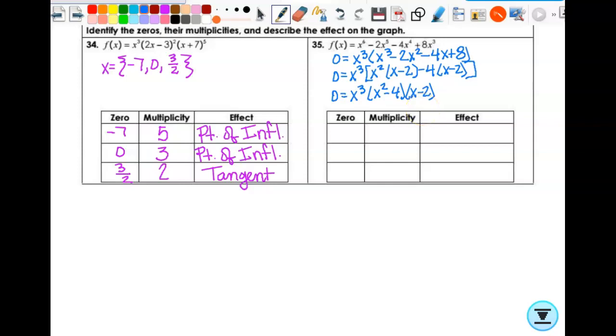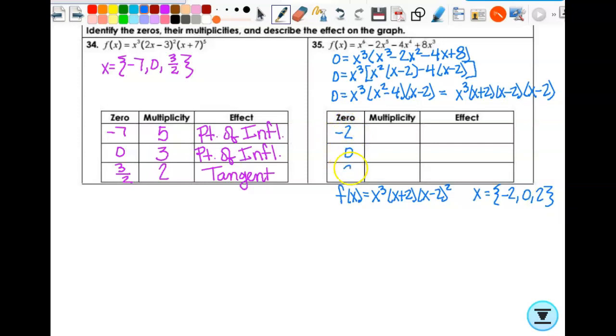And I've written too big. I'm running out of room, so I can still factor that. So I get x cubed times x plus 2 times x minus 2 times x minus 2. All right, which means that I have f of x is equal to x cubed times x plus 2 times x minus 2 squared. All right, so then my zeros are, my smallest one is negative 2, then 0, then 2. So negative 2, 0, and 2.